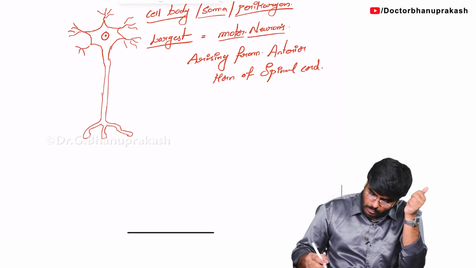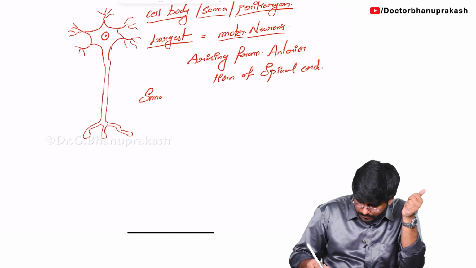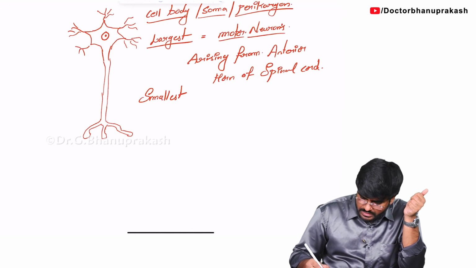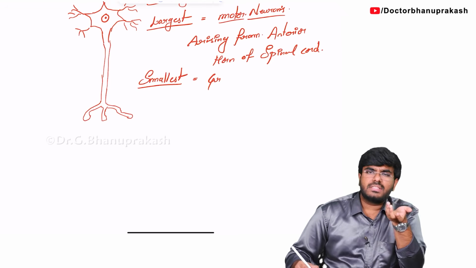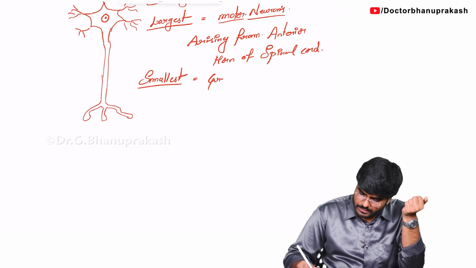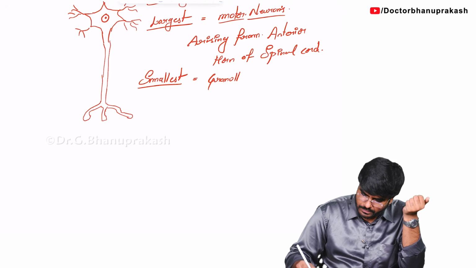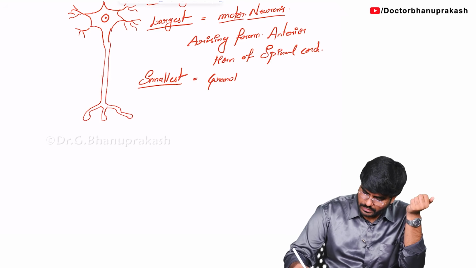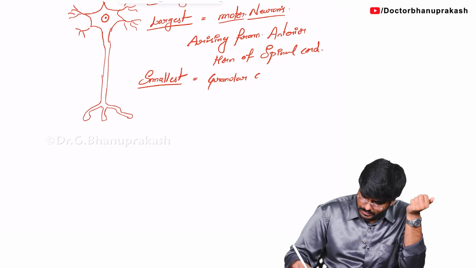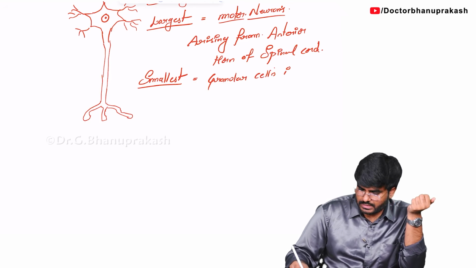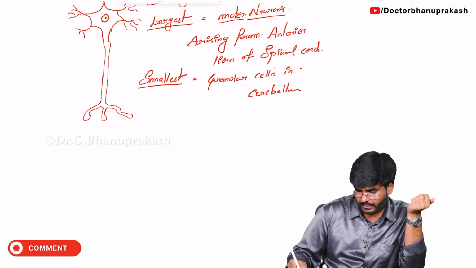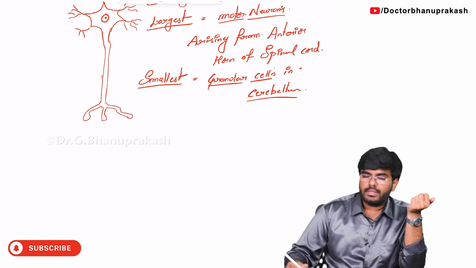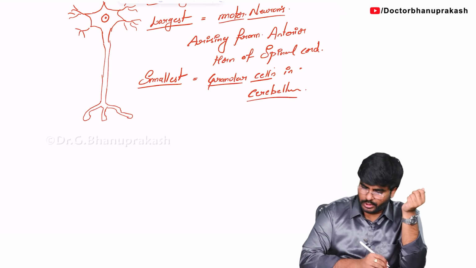And where do you see the smallest size cell bodies? Smallest size cell bodies are seen in the granular cells. Granular cells are nothing but neurons in the cerebellum. So, a granular cell is nothing but a neuron, and it has the smallest cell body.